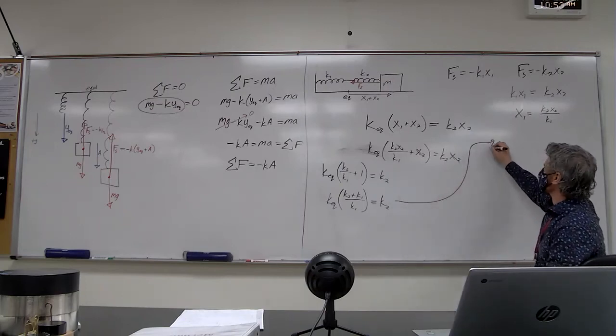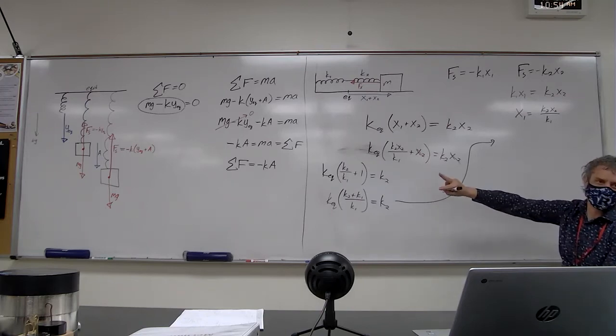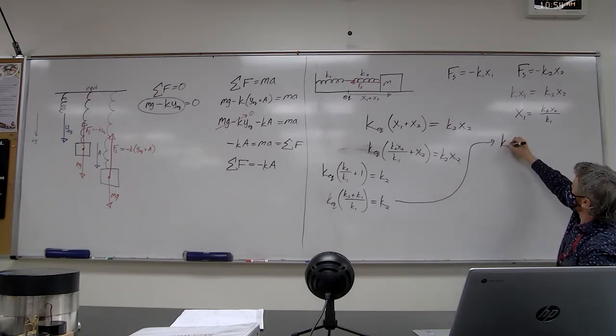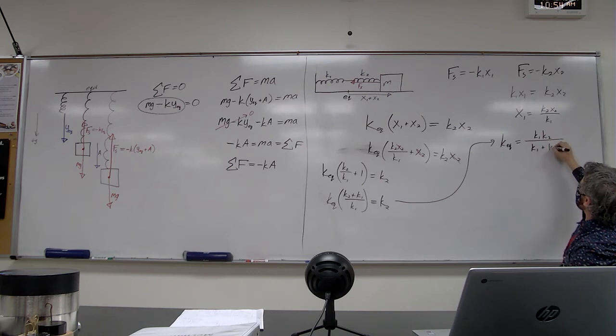Okay. Well, then I can divide both sides, which means multiply by the reciprocal, right? So I get KEQ equals k1 k2 over k1 plus k2.